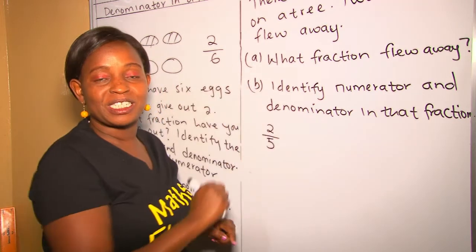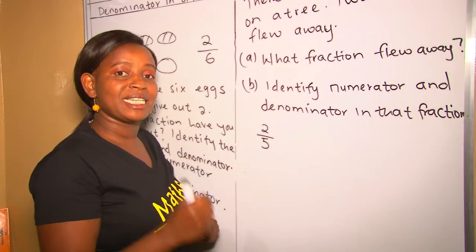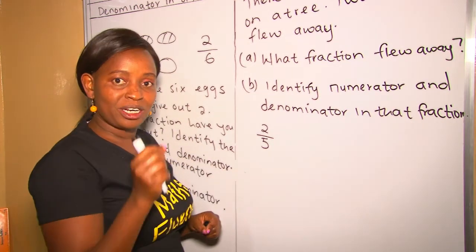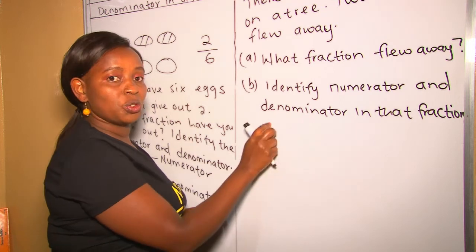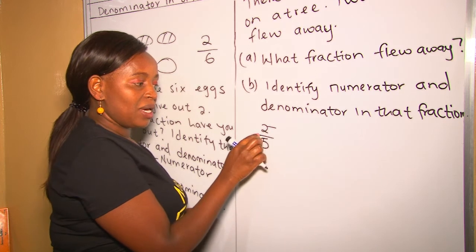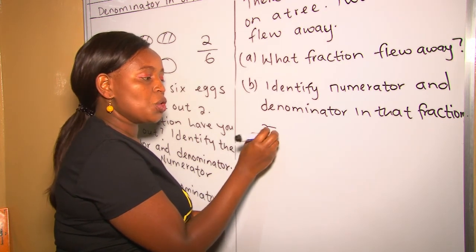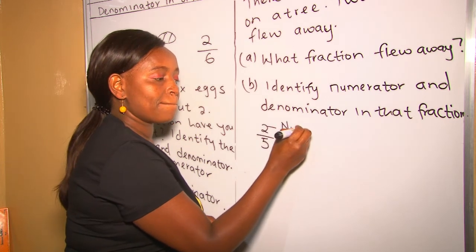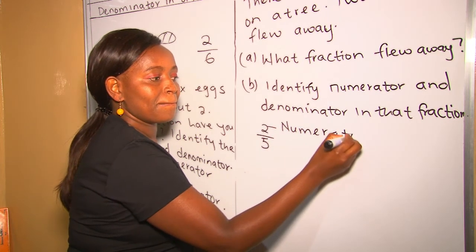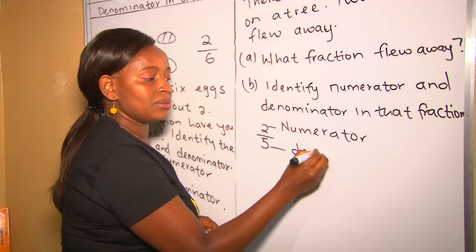We have answered our first question. Let's answer our second question. Identify the numerator and denominator in that fraction. So our fraction is 2 out of 5. Our numerator is our upper number here, the number on top, which is 2. So 2 is our numerator. And 5 is our denominator.